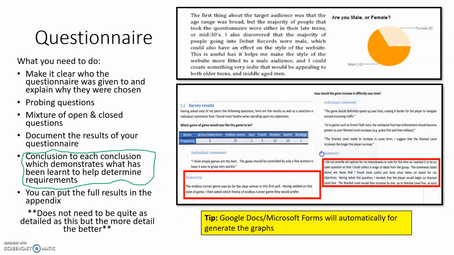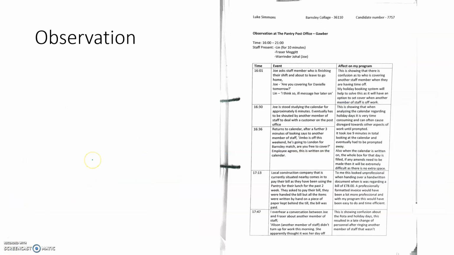You can see that in this example, every question has a summary after it, and some analysis from the student saying how those responses are helping identify objectives. Really, really key. Observation could be another potential tool that you use.